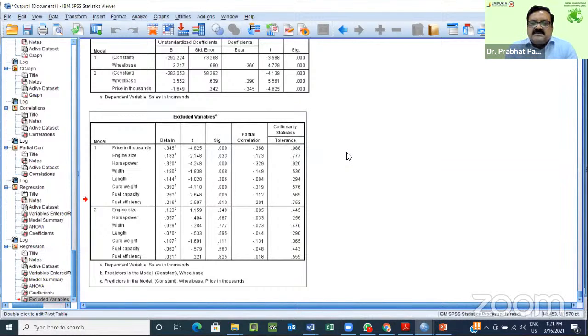So this is the multiple correlation, right? Any question on this?